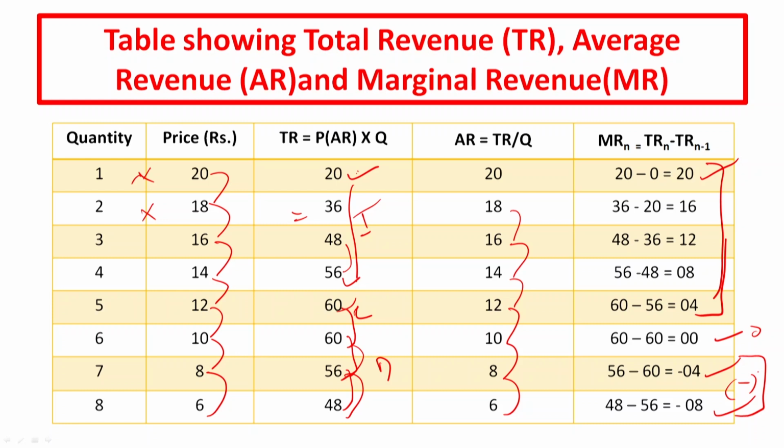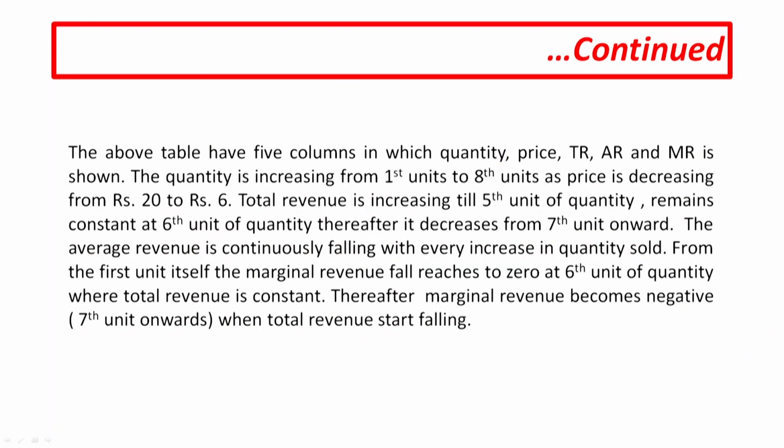It goes to the point of 0, and then it becomes negative. I hope this table must have given you an idea of the relationship between TR, AR and MR. Now, the table we have discussed has 5 columns, in which price, quantity, TR, and MR are shown. The quantity is increasing from 1 to 8th unit, as the price is decreasing from 20 to 6, as you have seen.